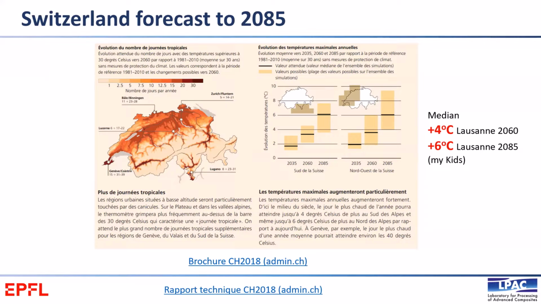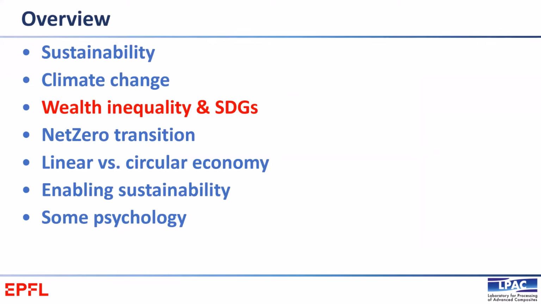We need to do something about this, okay? So Switzerland is going to suffer. It's going to get tropical and hot and humid. So that's the climate problem.